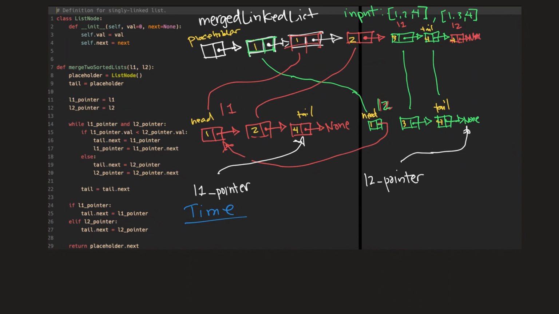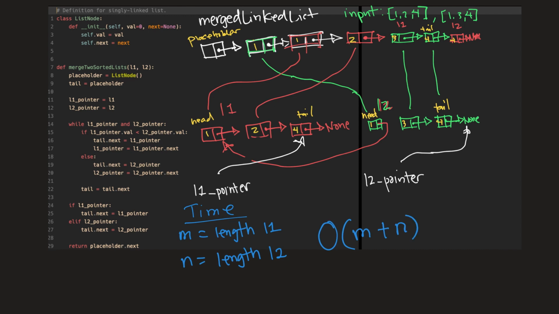So when taking our time complexity into consideration, we essentially need to take into consideration two separate inputs. We have list 1 and list 2. We will have the variable m equal to the length of list 1, and the variable n equal to the length of list 2. And our time complexity here is going to be big O of m plus n.